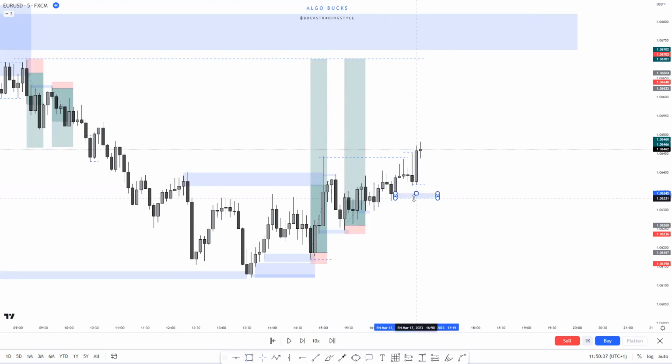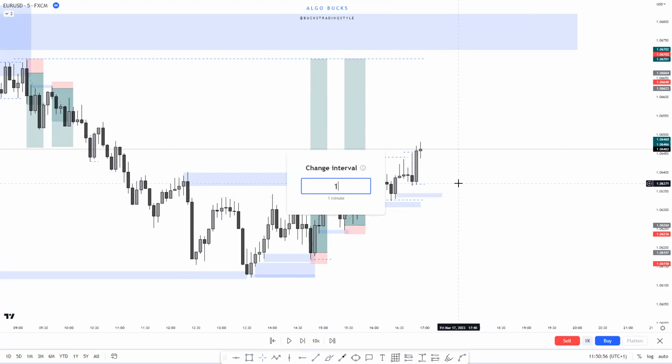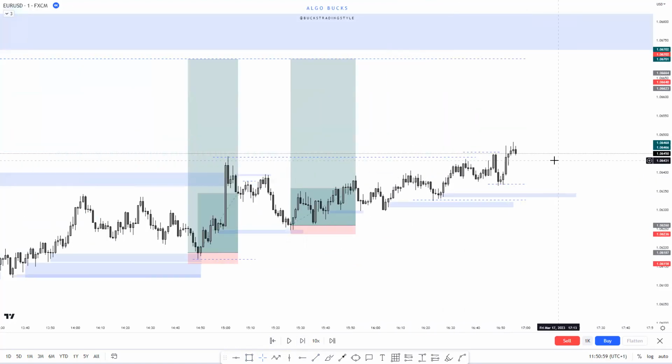This was one of the POIs on the 5M. I think this was another POI. But in order for me to take this POI right here, this low is SLQ right here. So taking this POI would be below SLQ. So I would probably want to get a re-entry for the buys from this POI right here.